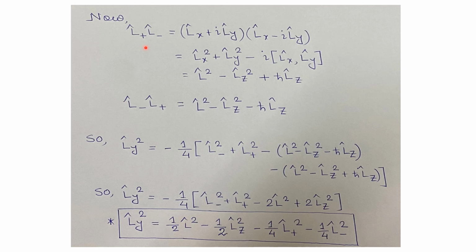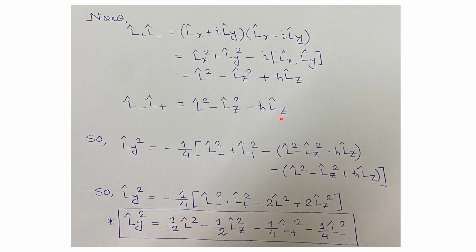Now the L plus times L minus operator equals (Lx plus i Ly) times (Lx minus i Ly). So basically we are writing this L plus and L minus in terms of Lx and Ly. So after multiplication we are getting Lx squared plus Ly squared minus i times this commutation of Lx and Ly. Now this commutation value is iħ Lz. So we can write the L plus L minus operator as equal to L squared minus Lz squared plus ħ Lz.